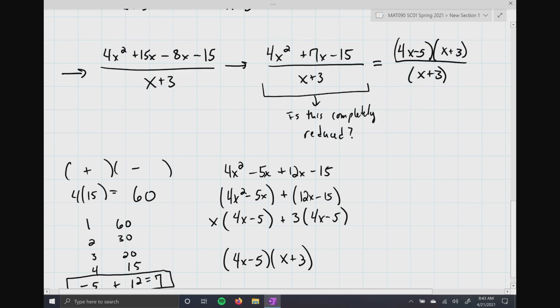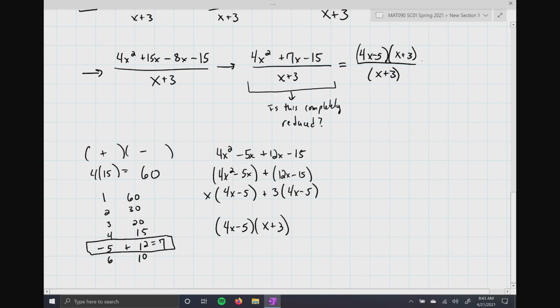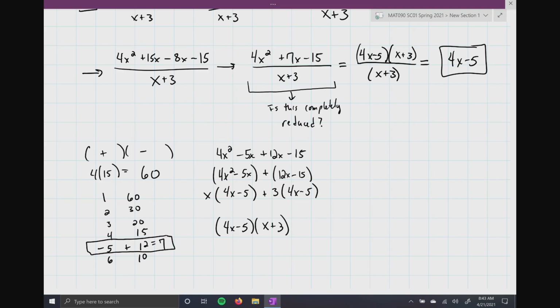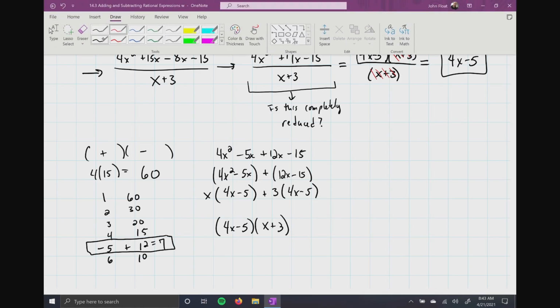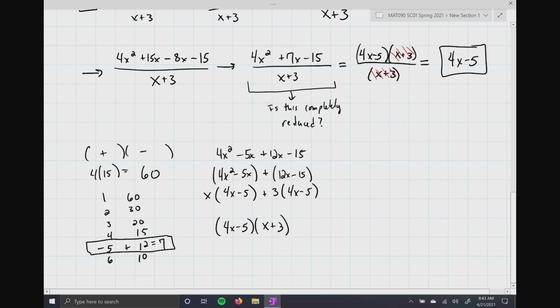And from here, we could see that the x plus 3 and the x plus 3 in the denominator reduce. Okay? And I'm going to show that by lightly putting red lines through it. There you go. Hopefully you could see that still. So the x plus 3 in the numerator, x plus 3 in the denominator reduce, leaving us with a final result of 4x minus 5. Are there any questions?